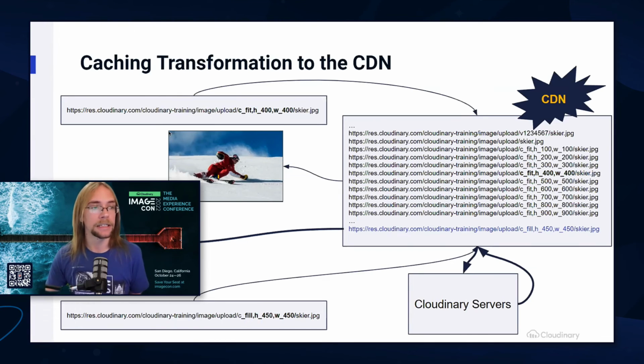The good thing about that is next time a user requests a c_fill, h_450, w_450, that'll already be cached within the CDN. It won't have to make the additional journey all the way to our servers. We won't then have to spend extra time generating that image. It'll already be cached. Now, a little bit later on, we'll talk about generating content eagerly, but just know that when you're generating an asset within the browser that hasn't been created before, that's known as creating an asset on the fly.